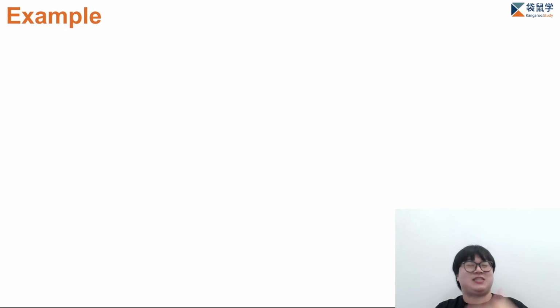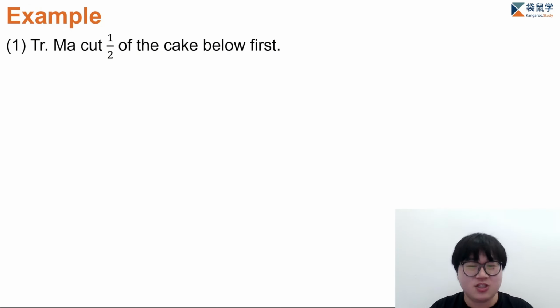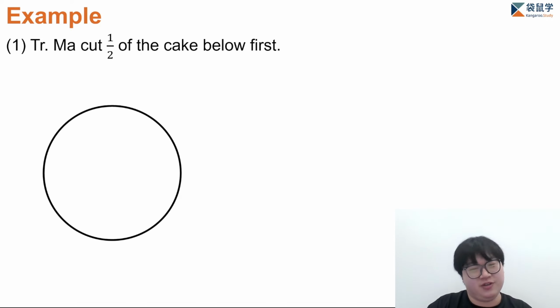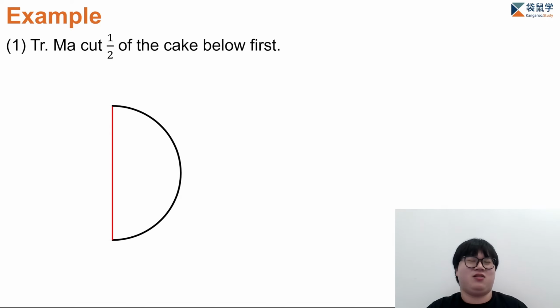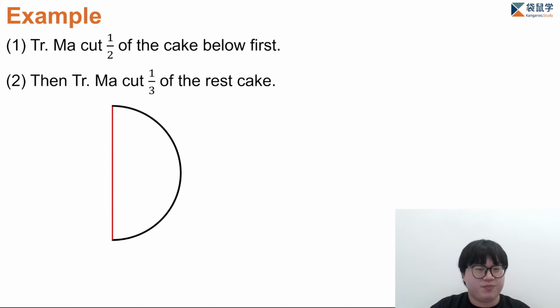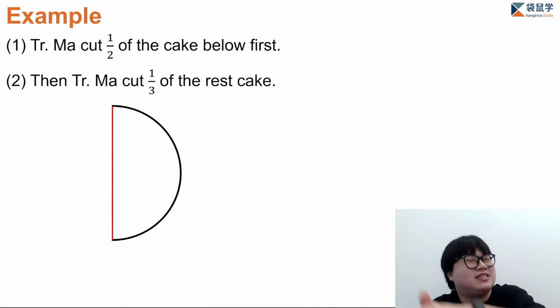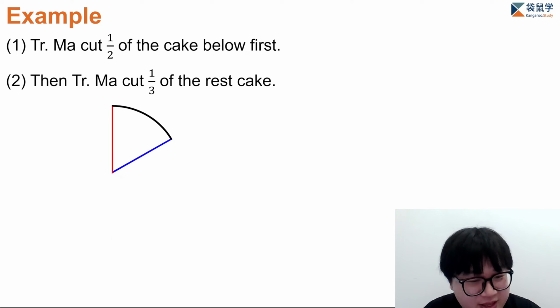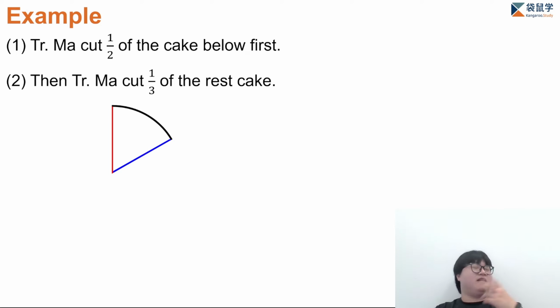And then again, we start from an example. So teacher Mark wants to cut half of the cake below first. So of course we cut one. This is half of the cake. And then teacher Mark also wants to cut 1/3 of the rest of the cake. So for the half, we need to find 1/3 of it. And then, oh, this is the cake we finally have.